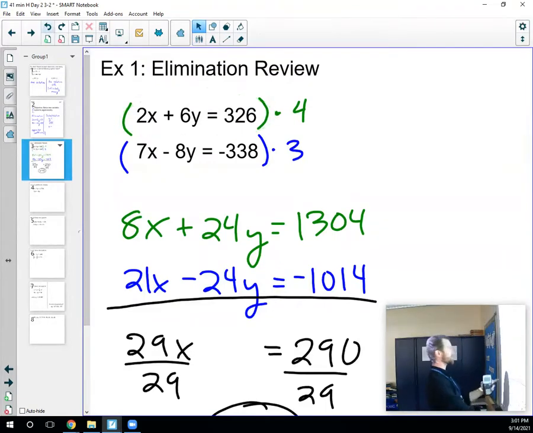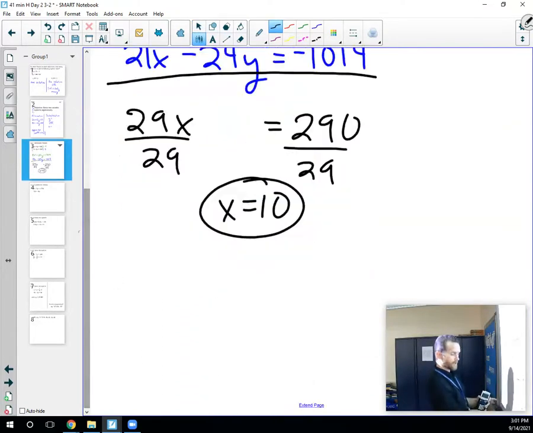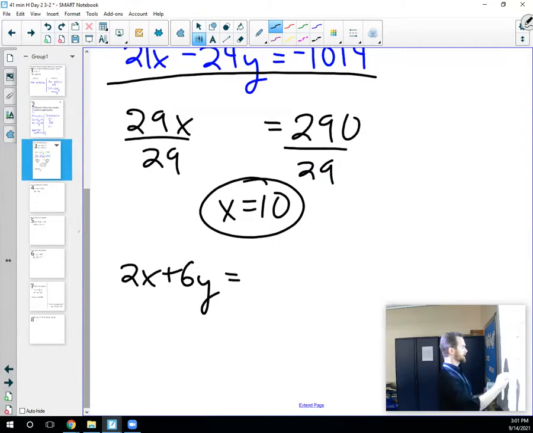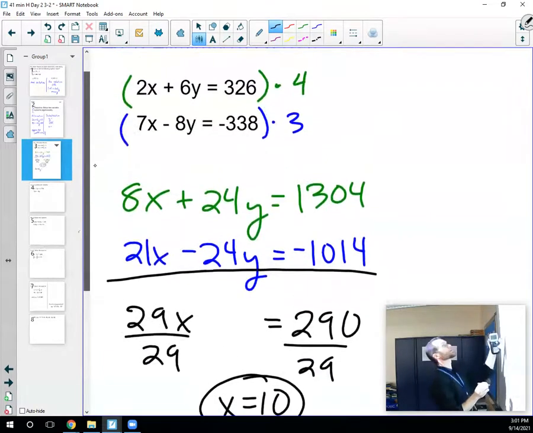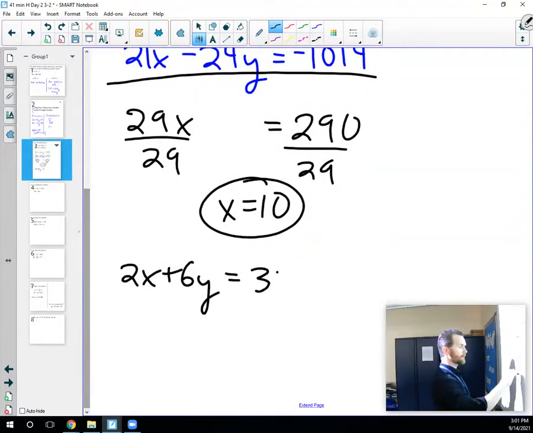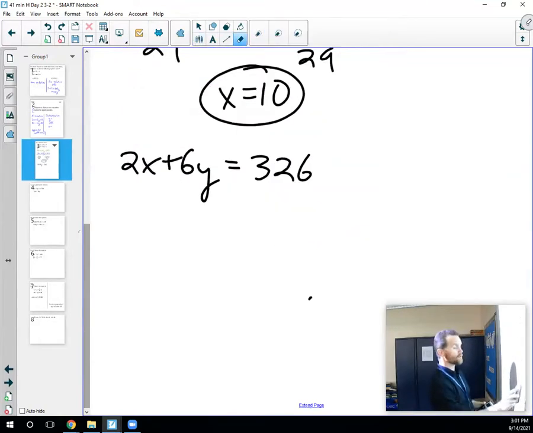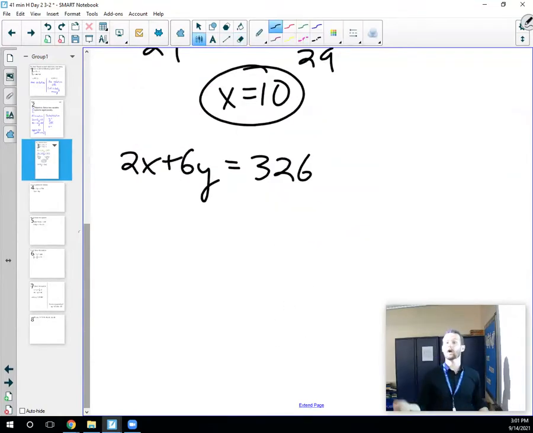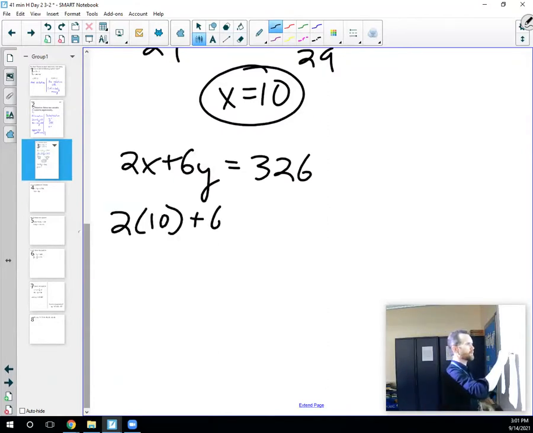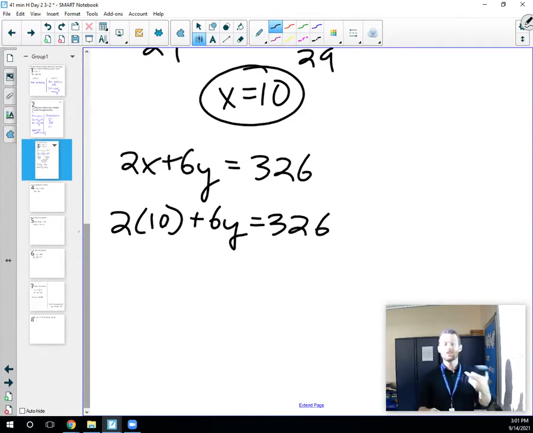So it's 2x plus 6y equals, what was it? 326. Let me get a little bit more space. And now we're just going to substitute in a value of 10 wherever we see an x. So 2 times 10 plus 6y equals 326. And now we only have one variable in this equation, so we can solve it for y.